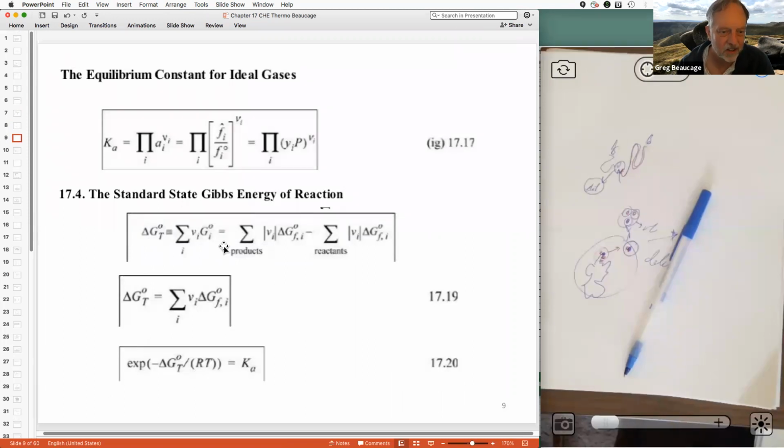How do you calculate Ka? You can look up all these Gs. The Gs are all given in the back of the book, I think in the first appendix or something.